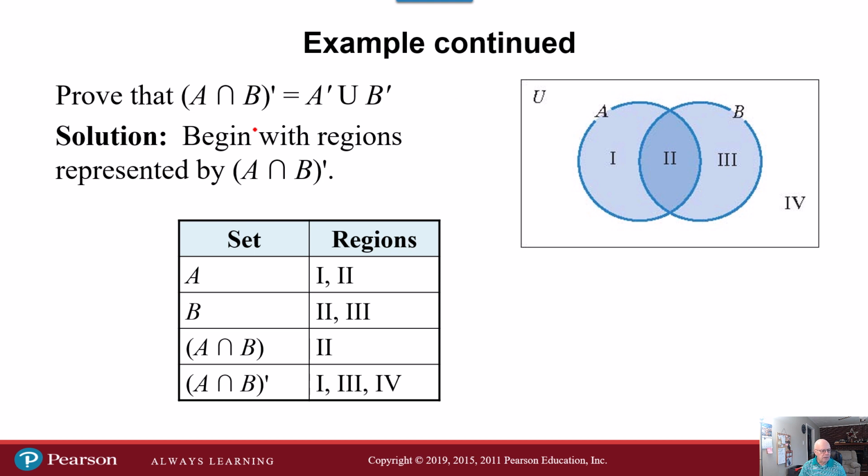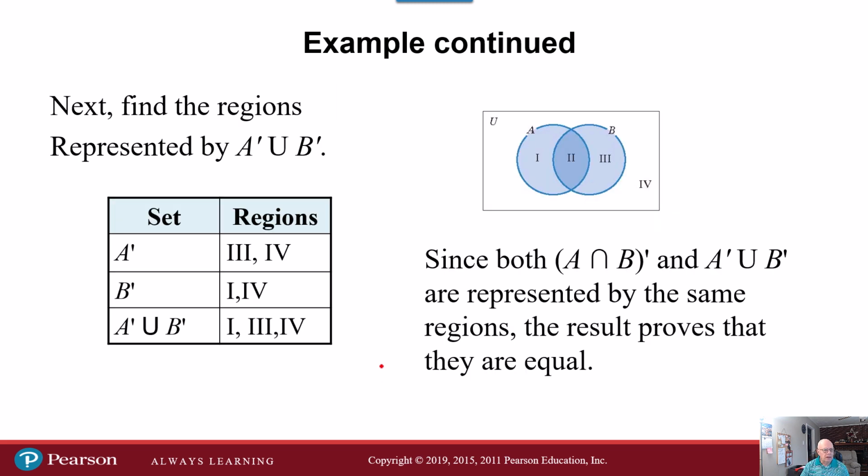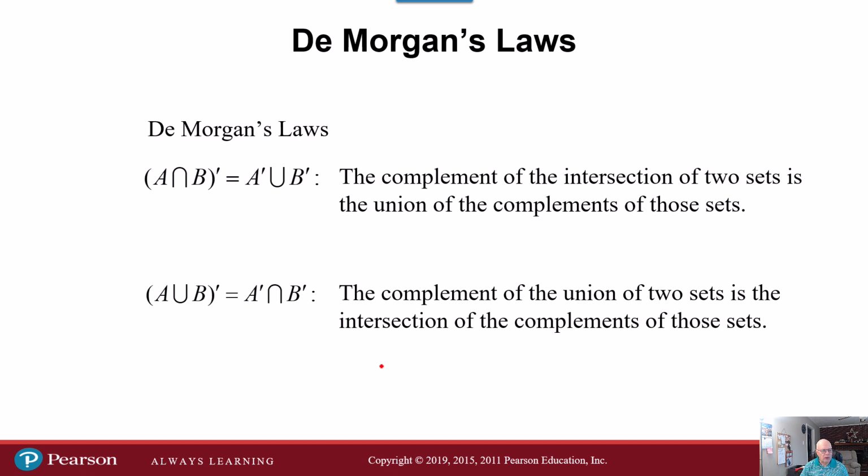And there we go. So there's A, there's B, there's the intersection, and the complement of the intersection is everything that's not a 2, which is 1, 3, and 4. And you find the other one, we already went through that.